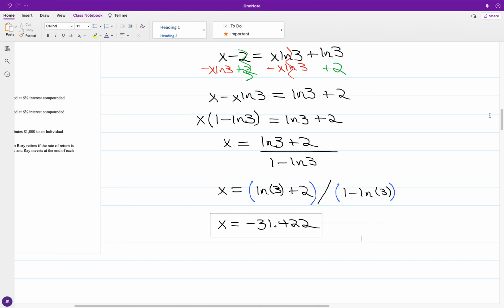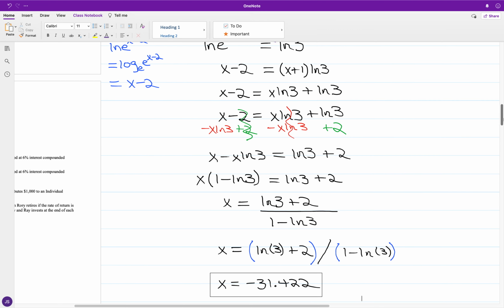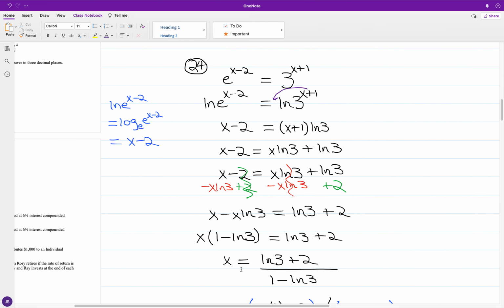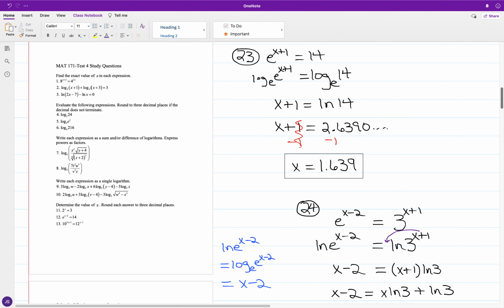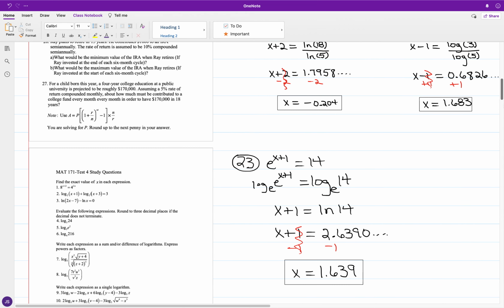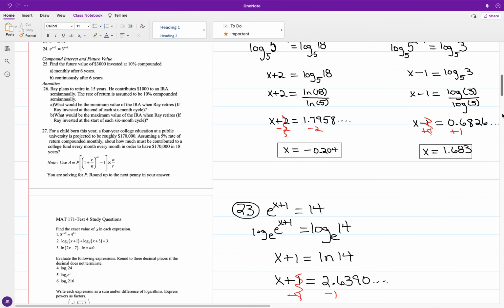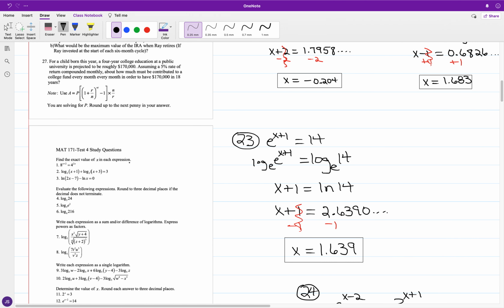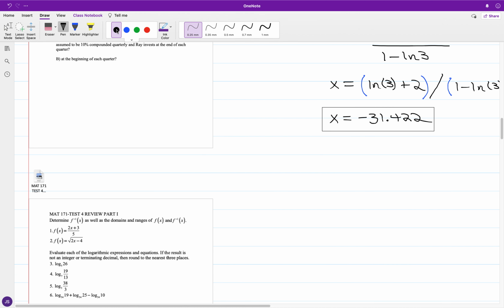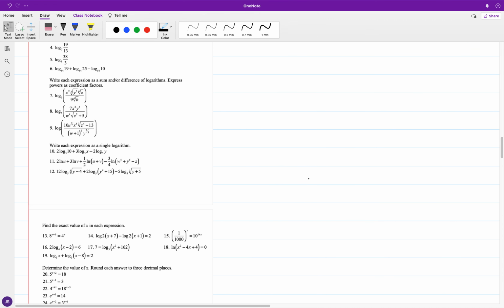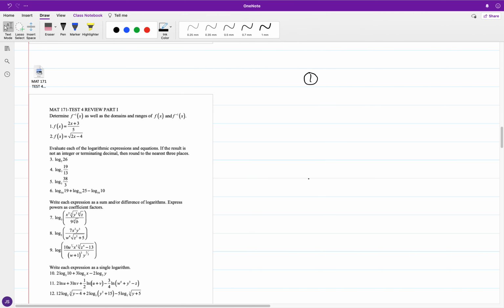All right, now in the case of the test for review study questions, we have in the case of the first item from this particular set an exponential equation that shares a common base. Here we have 8 to the x plus 2 is equal to 4 to the 2x.